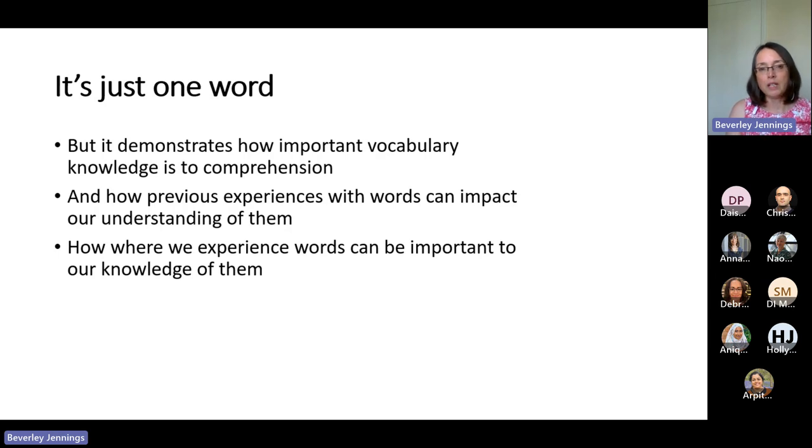And it's also shown me how previous experiences with words can impact our understanding of them. So if you come from a place where there's more likely to be emergency accommodation than holiday accommodation, then you're more likely to know that meaning of hostel rather than the holiday one. So I think it showed me that background, where you live, your social circle, and all those things are going to impact what meaning of a word you know. And where we experience words can be really important to our knowledge of them. So that led me to think about source text. What do we need to read, or what do I need to be thinking about students reading, in order for them to experience the right meanings of words that they're going to need for their exams?